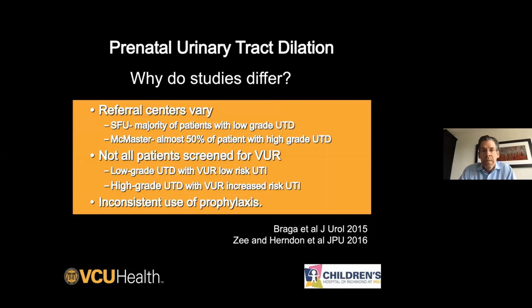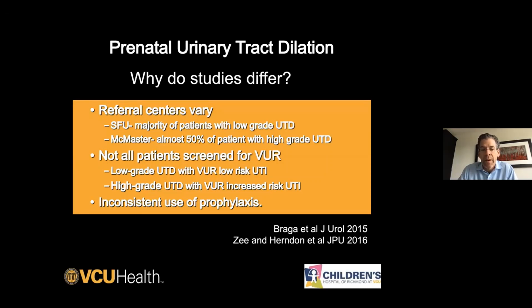One example is that peds urologists have a fairly low threshold with respect to primary care. In Canada, I think there's a higher threshold. Over 50% of patients in Louis's registry have high-grade kidney dilation. We have a much lower rate in that respect. I think this does translate. Not all the patients in our study were screened because they had very low-grade kidney dilation, and therefore we know that the risk of infection is low with low-grade kidney dilation. So by definition, we're going to have a lower rate.